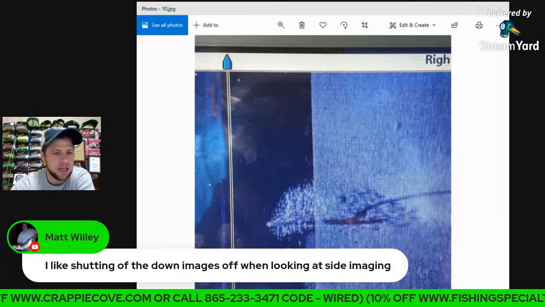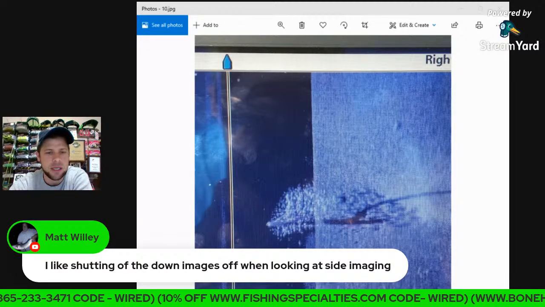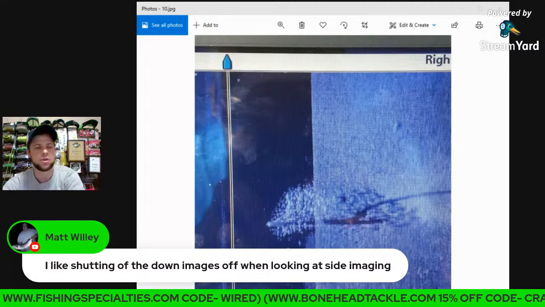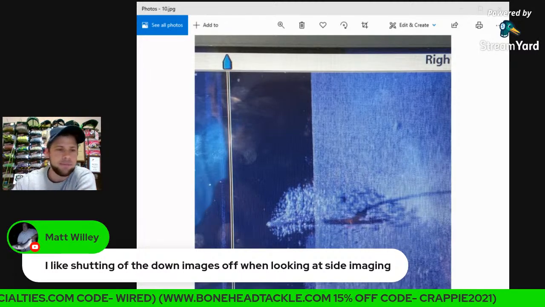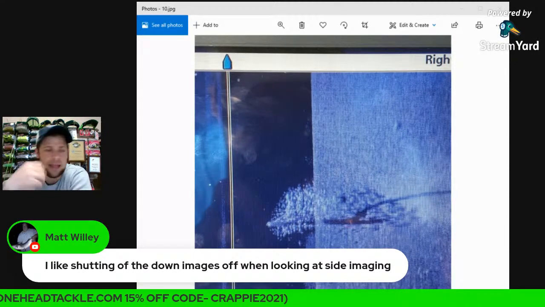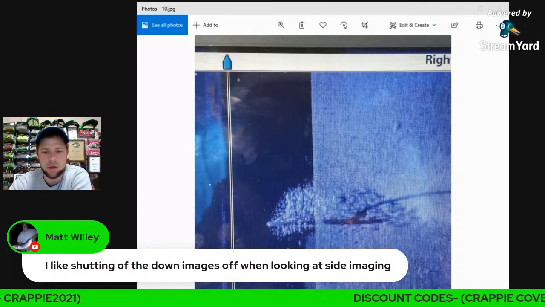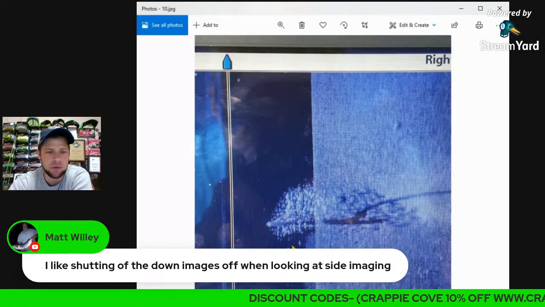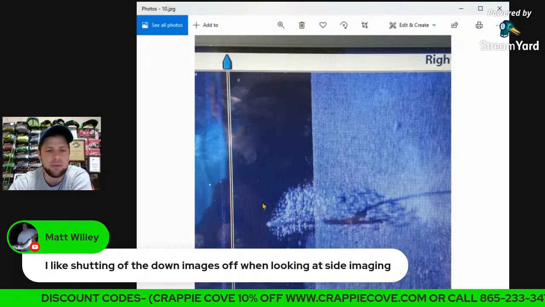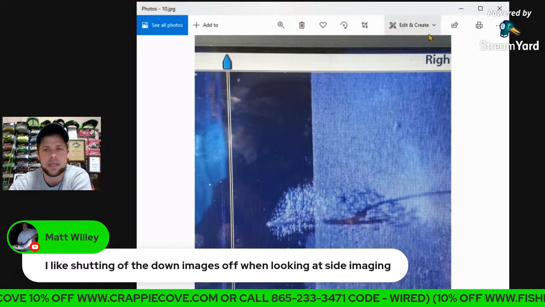Matt says, I like shutting off the down images off when looking at side imaging. Yeah, you can. You can turn your down imaging beam off on some units and just have the seabed. Just have it show nothing but seabed. But I like the black area because stuff like this right here really jumps out on that black area. If this was blue all the way over to that line, then a lot of that would get lost. So I like having that black area. You just have to know how to read it. Okay, guys?